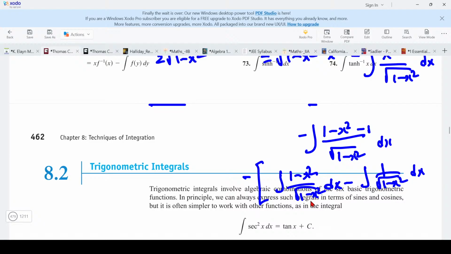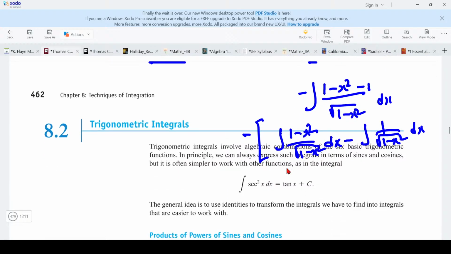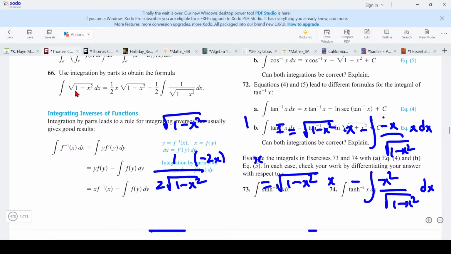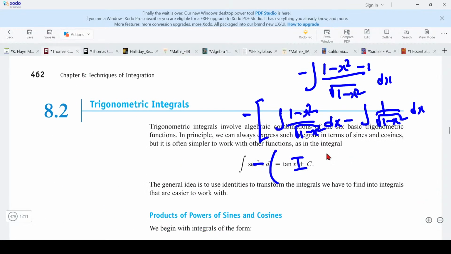Agree? Yes, sir. This we can write as minus of, this is actually root of 1 minus x square by root 1 minus x square. This is actually equal to root of 1 minus x square. This is actually our original I, right? We wanted to evaluate this one only. So I minus, what is this? This integral we know, sine inverse x. If we differentiate sine inverse x, we get 1 by under root 1 minus x square, right?